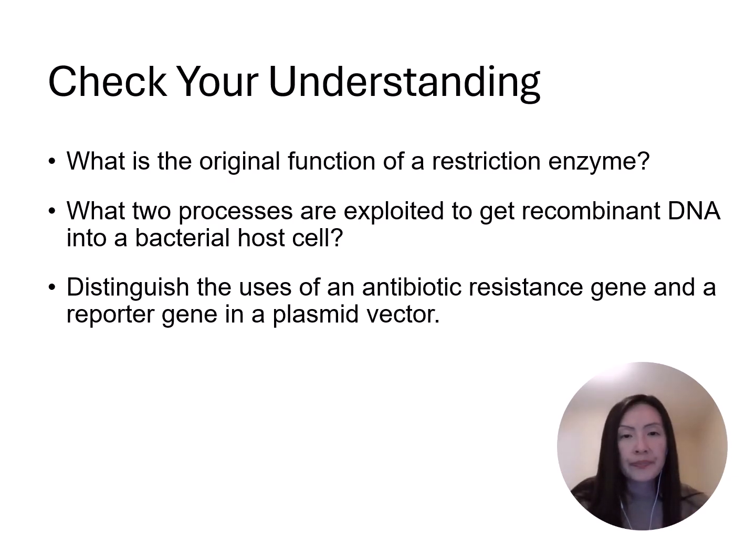In the last question they ask, distinguish the uses of an antibiotic resistance gene and a reporter gene in a plasmid vector. So the antibiotic resistance gene, like that AMP we saw earlier, provides a selectable marker. Only cells that have received the plasmid will survive on an antibiotic plate. Whereas the reporter gene provides a visual marker, like that LAC-Z, to show whether the foreign DNA was inserted correctly into the plasmid, and we saw that in that blue-white screening.